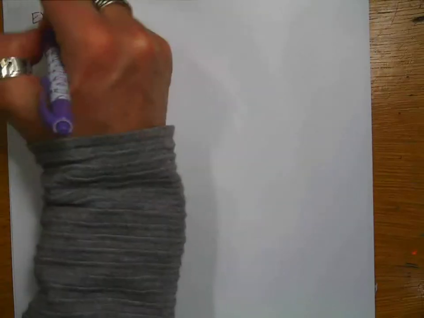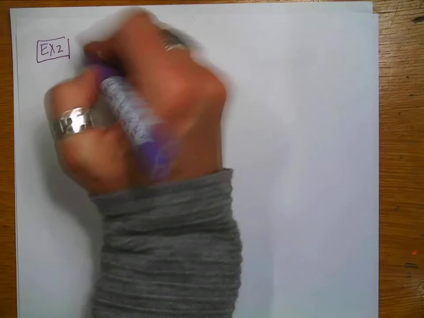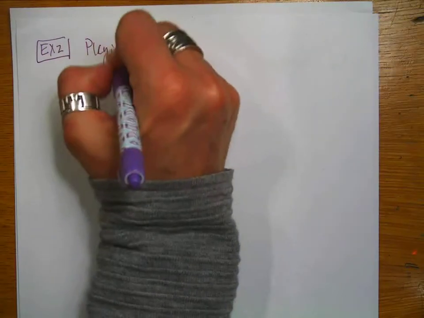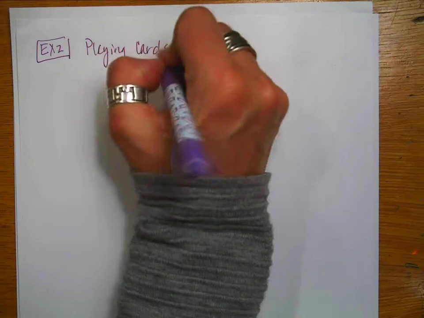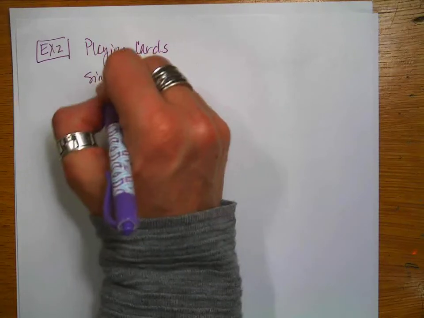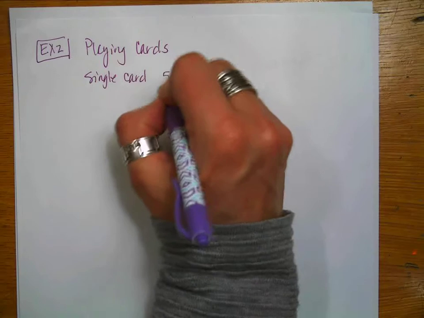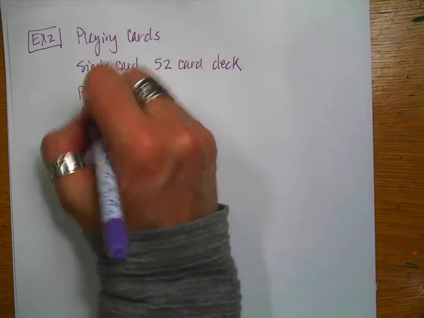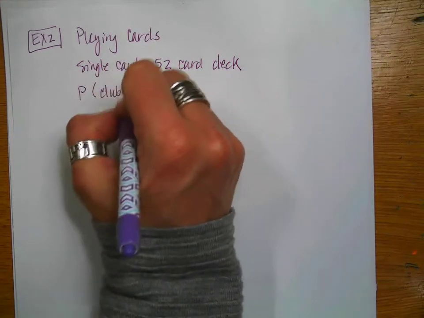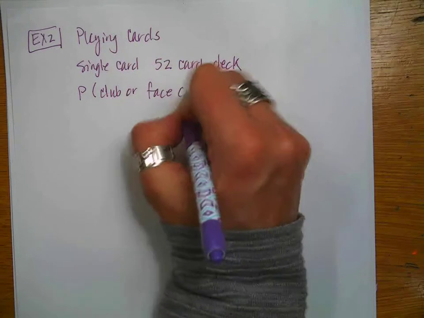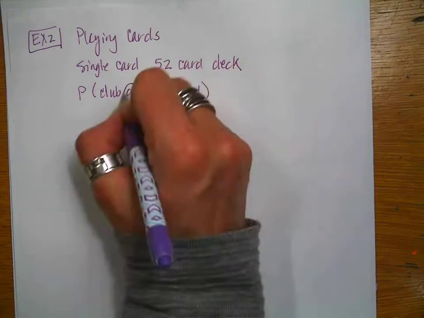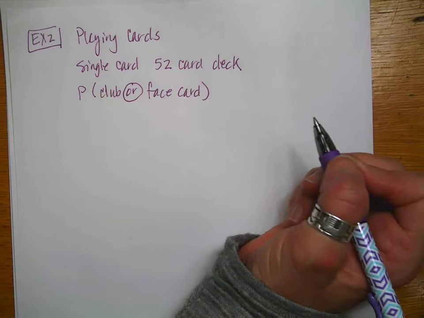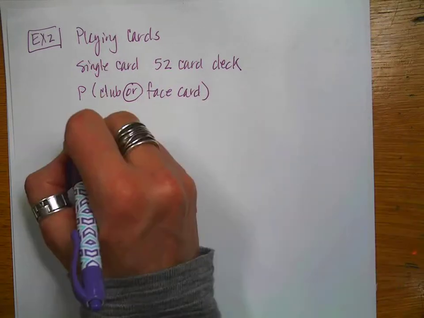All right, so for example number 2, we're going to be playing with cards. Okay, and so we're going to draw a single card from a 52 card deck. Okay, and we're going to be looking for the probability of a club or a face card. So you always want to be really careful that you pay attention to what's in your probability.